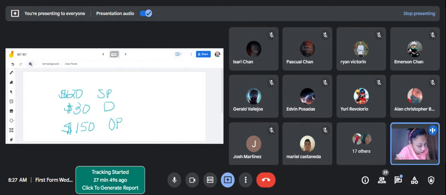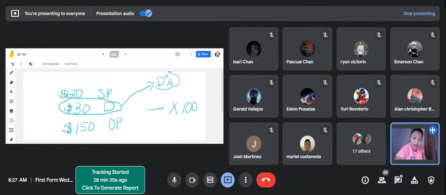But this question is asking for the discount percent. So I need to change this $30 into a percent. How do we do that? I asked that question and Gerald said we times by 100, and that's correct, because that is how we change something to a percentage. We have to multiply by 100. But what we multiply by 100 is very important. What is the question asking us for? It is asking us for discount percent. So automatically, the discount has to be here because that is what I am changing to a percent.